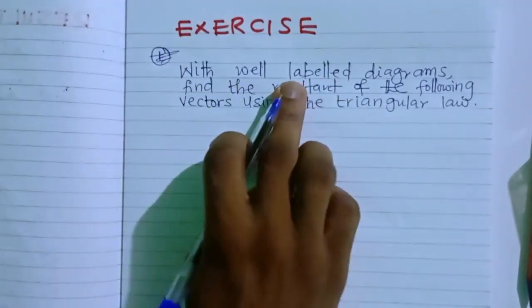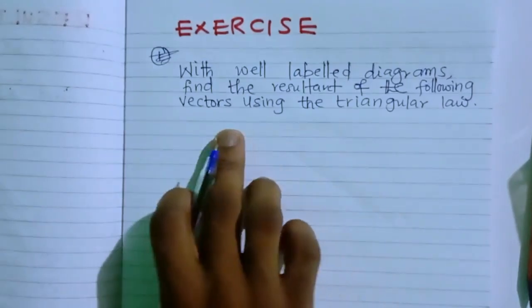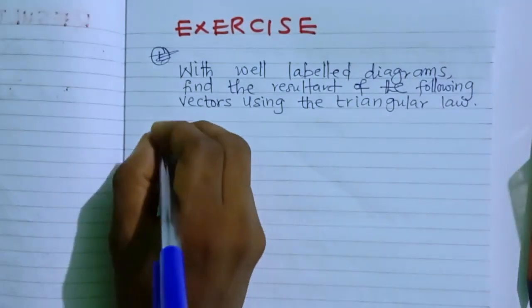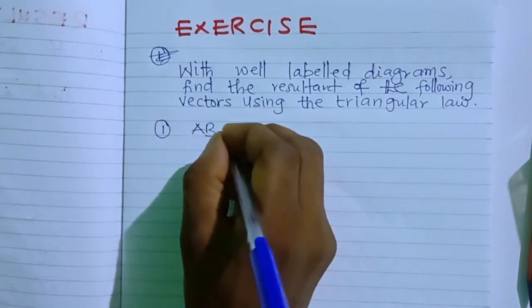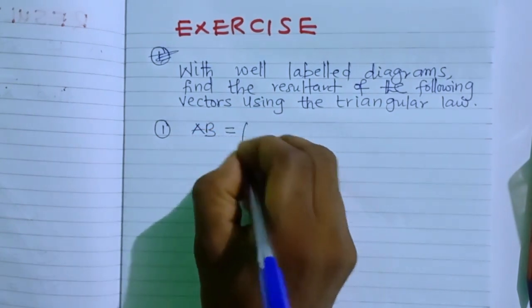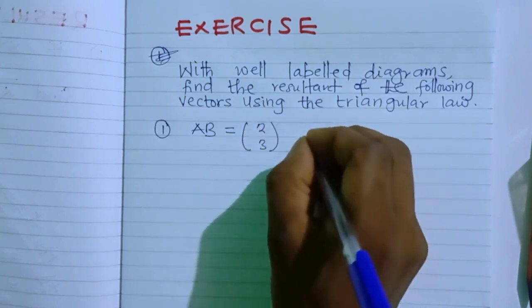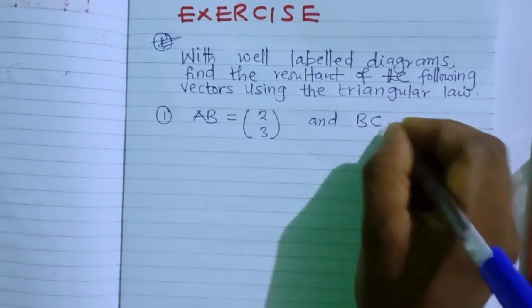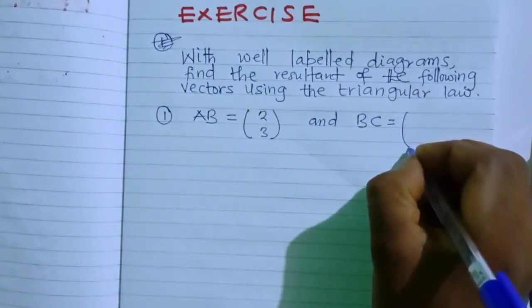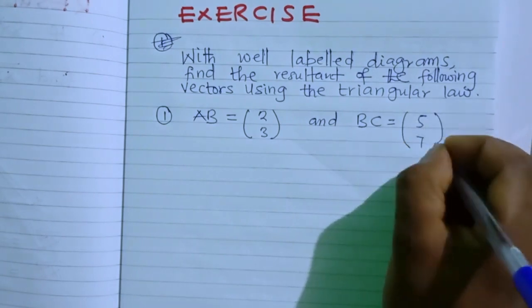With well-labeled diagrams, find the resultant of the following vectors using the triangular law. The first one, number 1, AB is equal to 2, 3, and BC is equal to 5, 7.